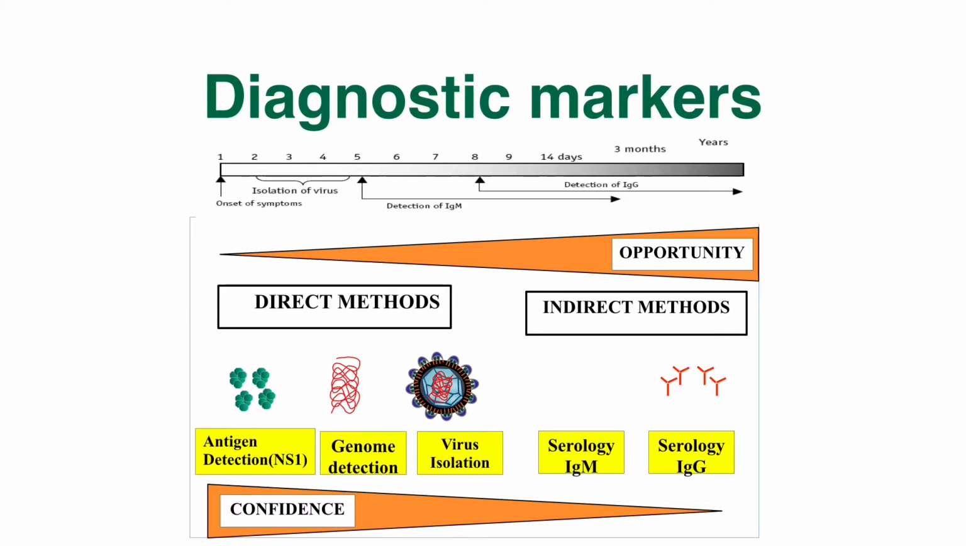Both antigen and serological tests are commonly used to diagnose dengue infections. These tests include the NS1 antigen test, and dengue antibody detection tests include IgM and IgG ELISA. Other laboratory tests include dengue genome detection assay, which is real-time RT-PCR, and dengue viral isolation assay.